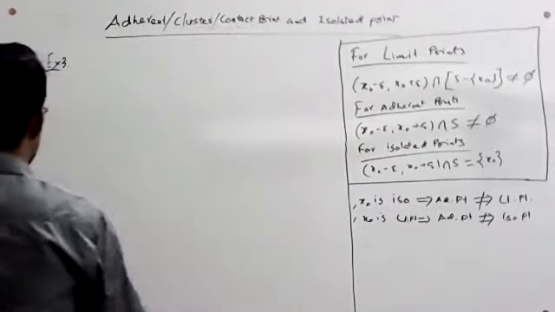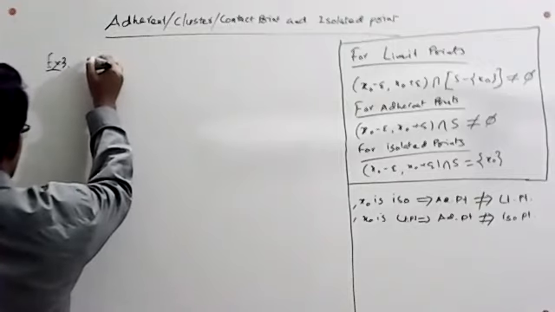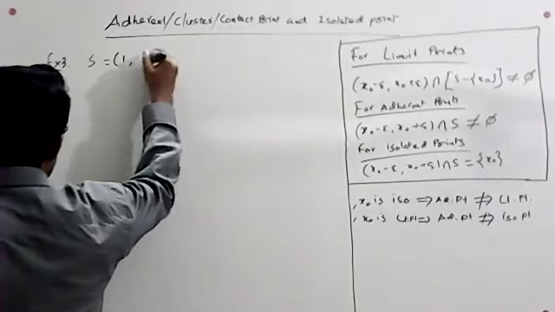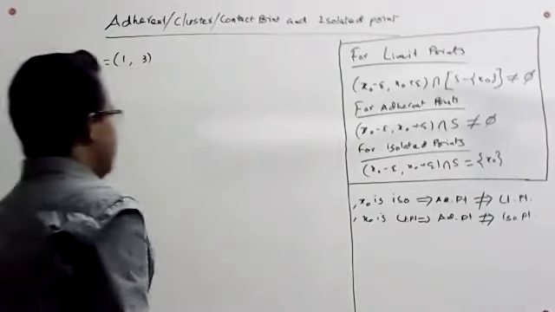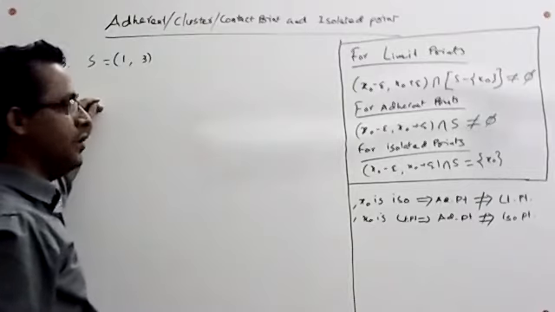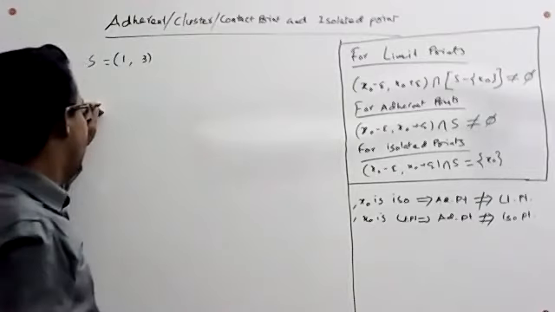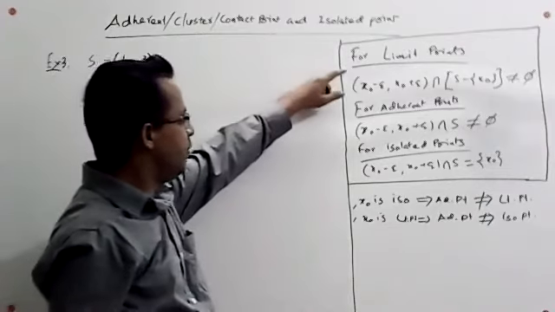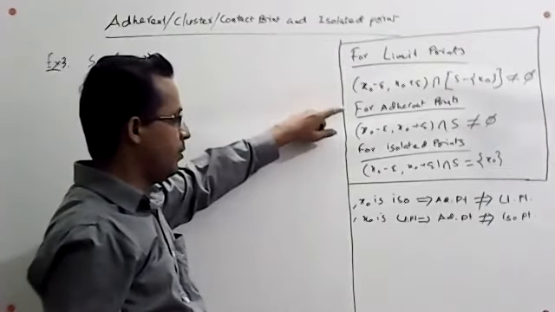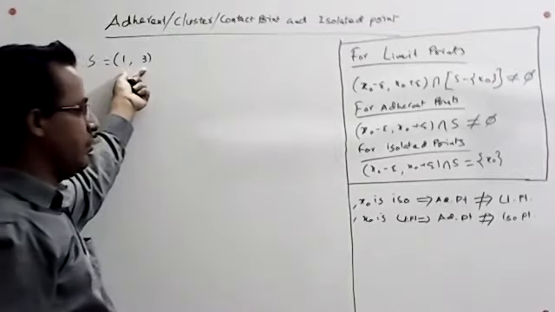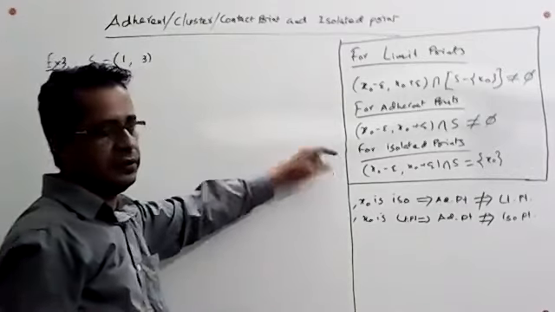Now we take another example. Let S equal the open interval 1 to 3. If we check all the points of this set, similar to the previous set, every point in between 1 and 3 will be a limit point of the set and an adherent point of the set, but no point in between these 2 points will be an isolated point of this set.